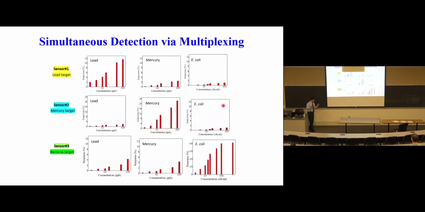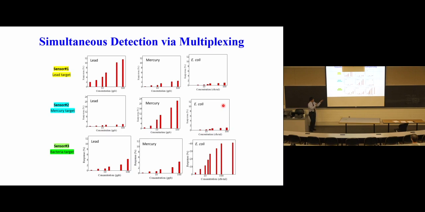And the other beauty of this sensing platform is you can multiplex them to detect different things simultaneously. For example, this shows an array of three devices. One is designed to target lead ions. The second is designed to target mercury ions. The third one is targeting bacteria. Putting them together, it's a device with three chips that can simultaneously detect these three different analytes.